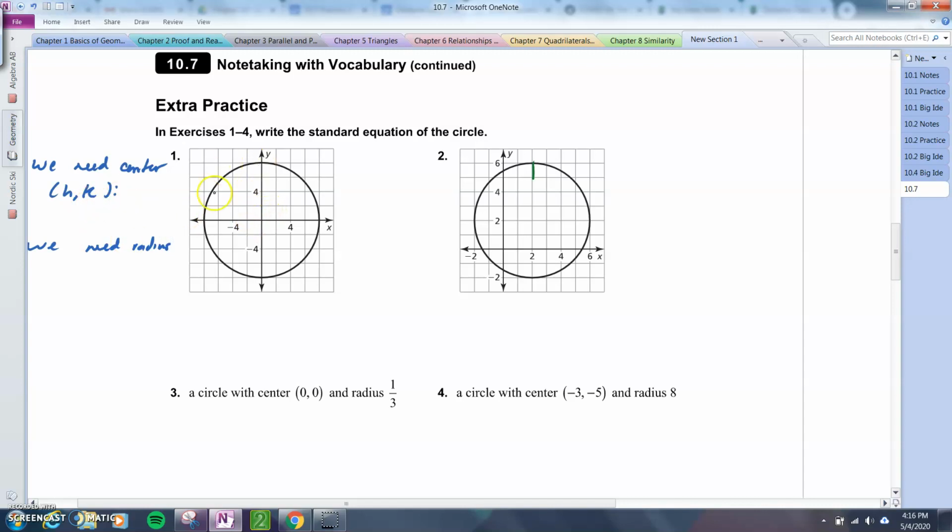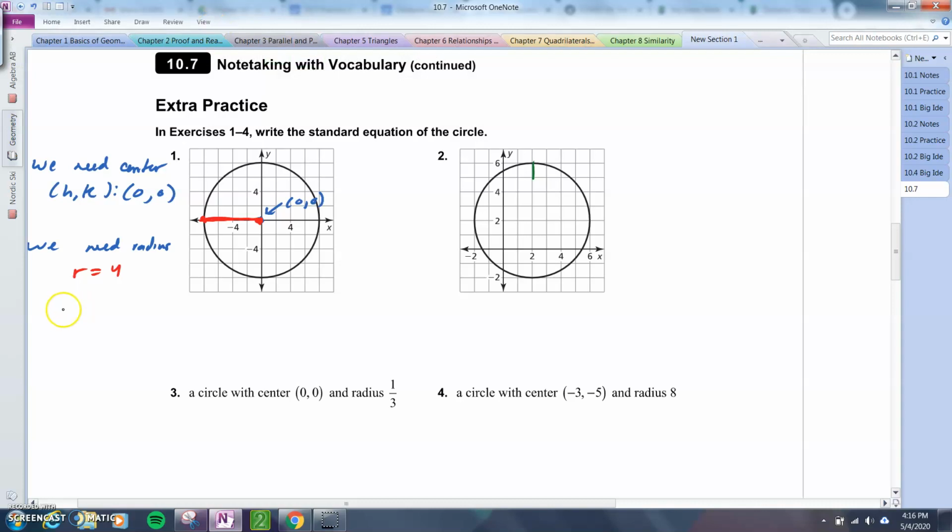So the center looks to be actually what we call the origin here. So it's at 0, 0. So my h, which is the x value of the center, is 0, and my k, which is the y value for the center, is also 0. Now the radius, I just go from the center. Remember, the radius is any segment from the center to any point on the circle. I'm going to use the graph to clearly see what the radius is. So we got 1, 2, 3, 4. My radius is going to be 4.